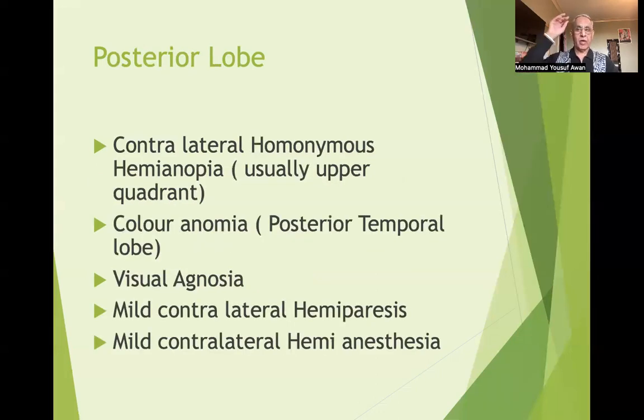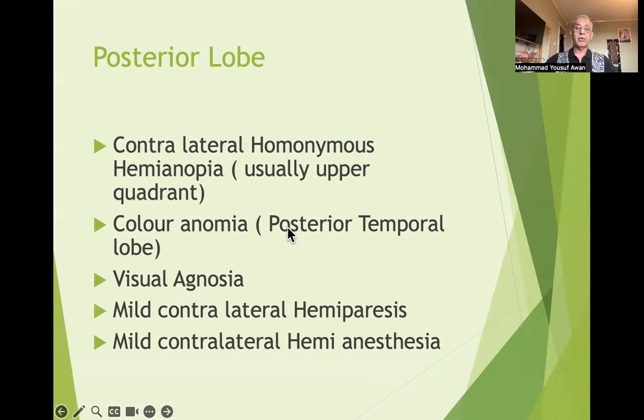Now the posterior part of the cerebral cortex will cause contralateral hemianopia, usually upper quadrant. I'm sorry, this is the posterior parietal lobe, behind the cerebral sensory cortex. It causes homonymous hemianopia, meaning one part of the field of vision cannot be seen, as we discussed in the optic nerve lesions.